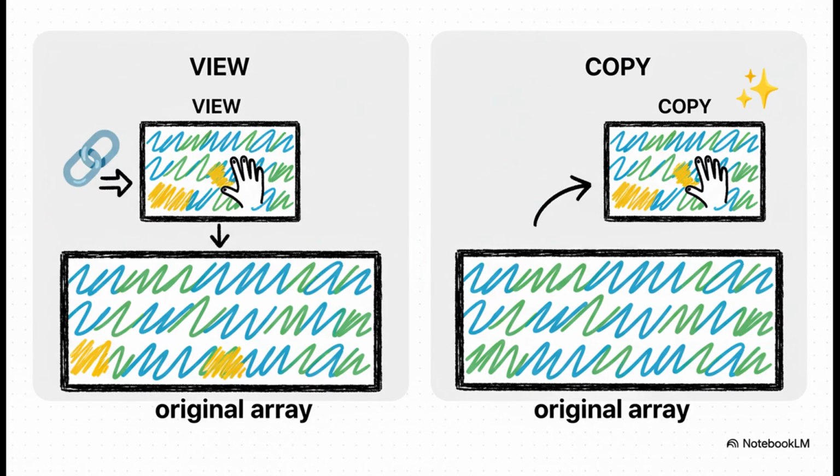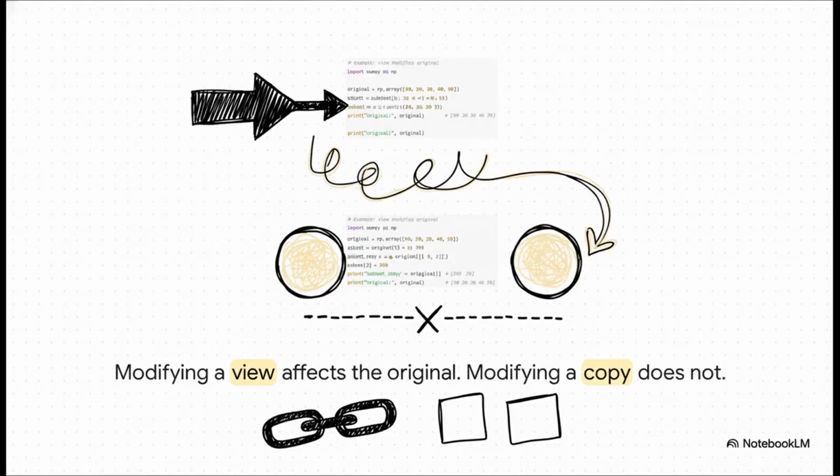It's super fast, but it means if you change the view, you change the original too. A copy, on the other hand, creates a brand new, completely independent array in memory. It's a bit slower, but it's safe from those dangerous side effects. And this code proves the point perfectly.